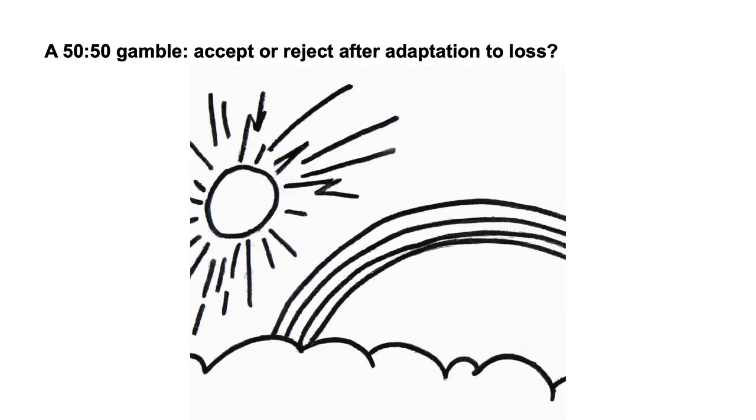Accept or reject after adaptation to loss? Albie has now adapted to his loss of $100. The new reference point is the new wealth level incorporating the loss wallet. Would he take gamble A now? We are now back to an identical situation as when he was first offered the gamble with his reference point as the status quo. He will not want to partake in the gamble.